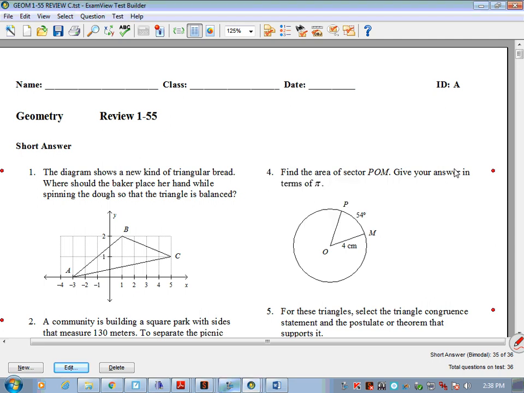All right, so I'm going to try doing this geometry review again, this time with better audio. I'm going to cover as much as I can in this first section. I've got about an hour or so to do this.